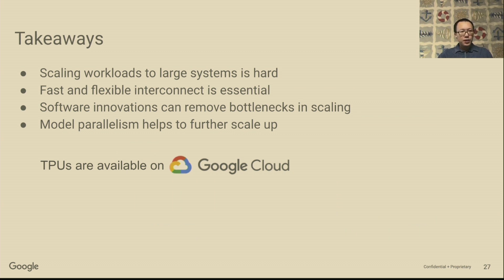To summarize, scaling workload to large systems is very difficult. So you need to have very fast and flexible interconnect, and you also need a lot of software innovations to remove bottlenecks in scaling, and also to enable users to automatically benefit from all this efficiency from large-scale systems. So if you do have such very large systems, which you should have because you can always run it from Google Cloud, and if you want to scale your model up into these large systems, model parallelism could be very helpful here. That's all for my talk. Thank you.